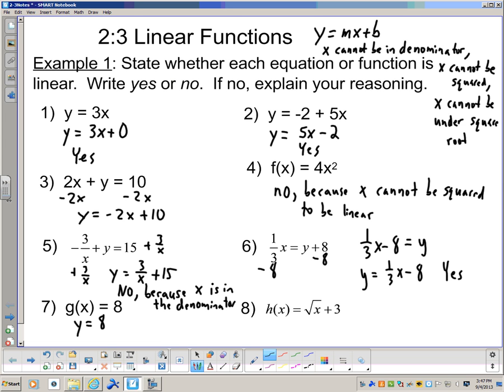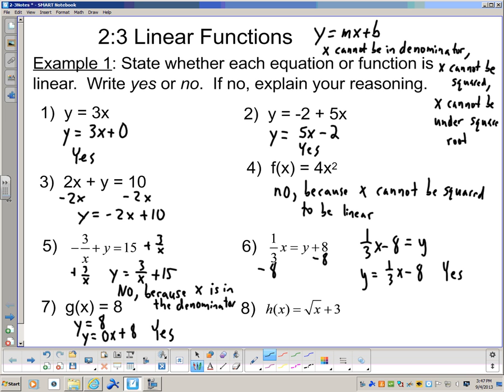So y equals 8. There isn't an x in there, so I can put a 0x if I wanted to, plus 8. And so then I could see that the slope there is 0 and the y-intercept there is 8. So yes, this is linear.